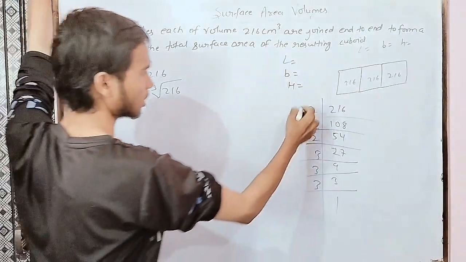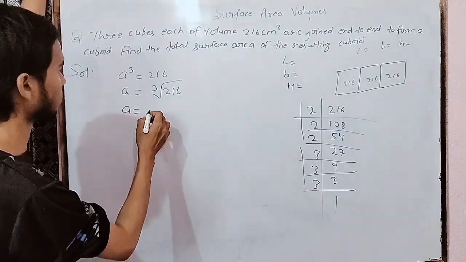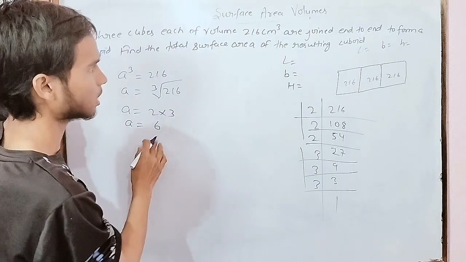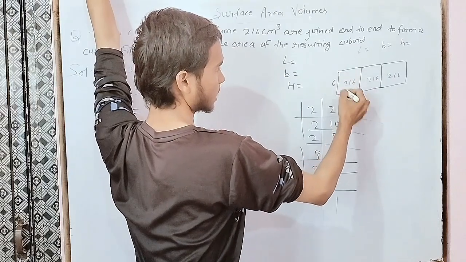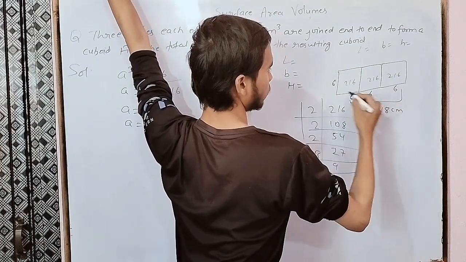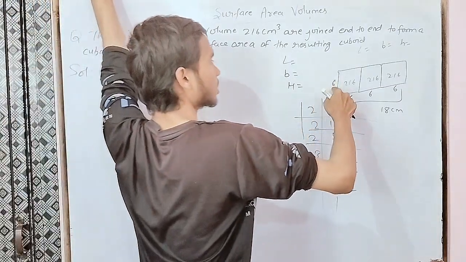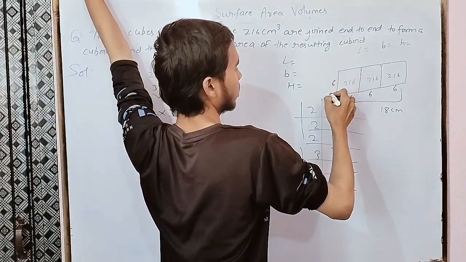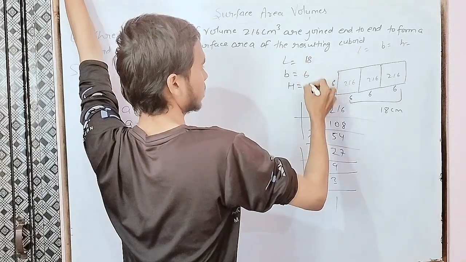Now here you can see the combination of 2 is 3 times, the combination of 3 is 3 times. So we can write 2 multiplied by 3, which is 6. It is saying this height is 6, and this is 6, this is 6, this is 6. It will become 18 centimeter. So from here till here, the length will become 18 centimeter for the cuboid. Now this is the height of the cuboid, 6 centimeter. Now breadth would be how much? 6 centimeter. So breadth is 6. This is 18. This is 6.